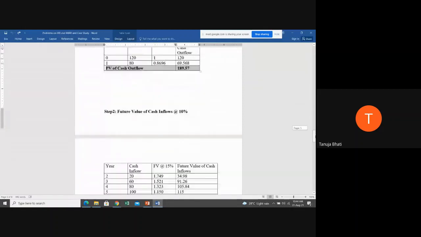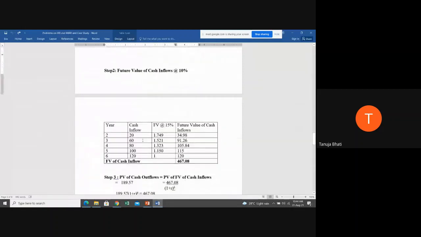So inflows are from year 2 to 6. Those figures I have written respectively from the problem. Future value at the rate of 15%. Now, can you tell me from where I have taken these figures? Table number 1. I have taken these figures from table number 1. I multiplied these two and got the future value of cash inflows as 467.08.